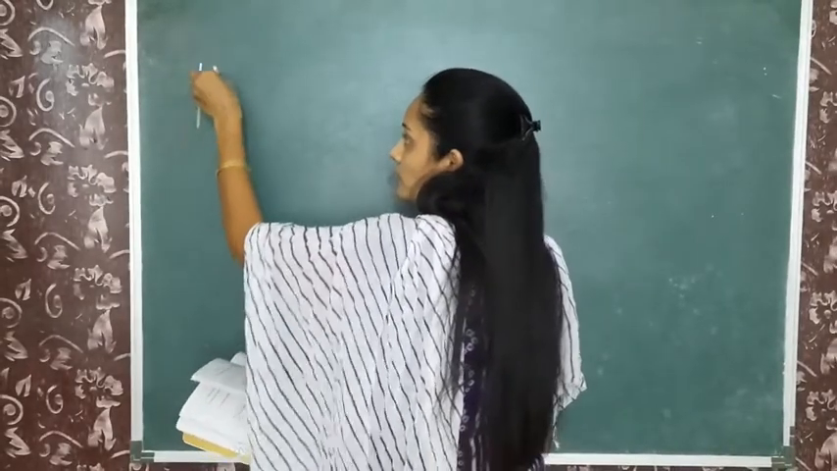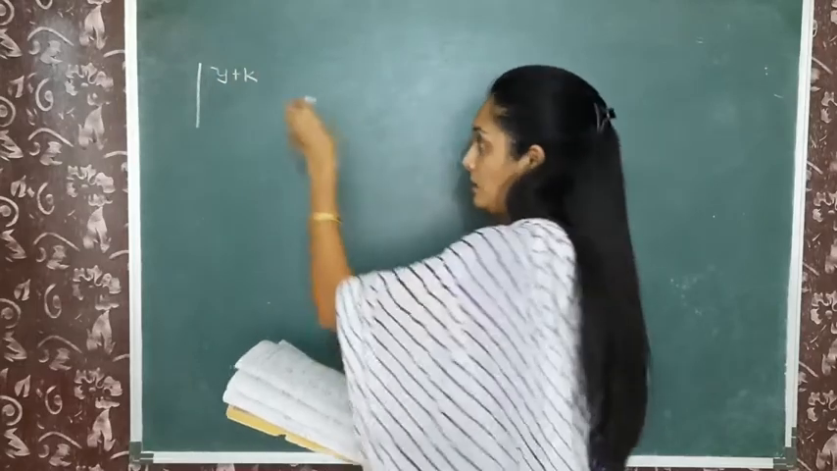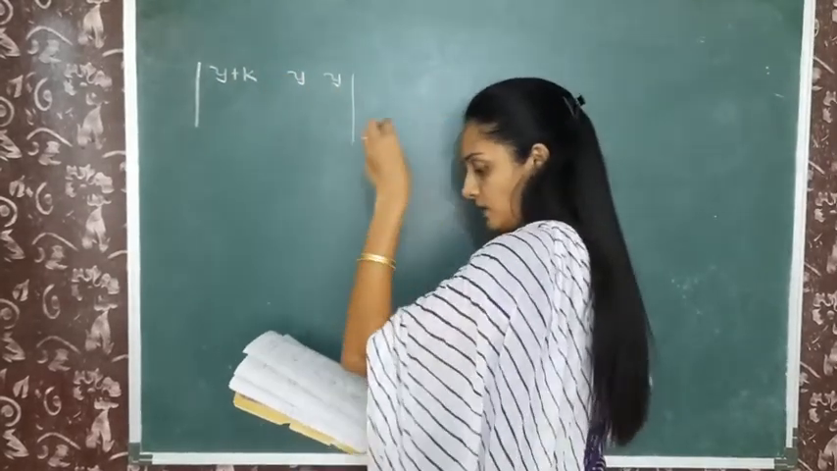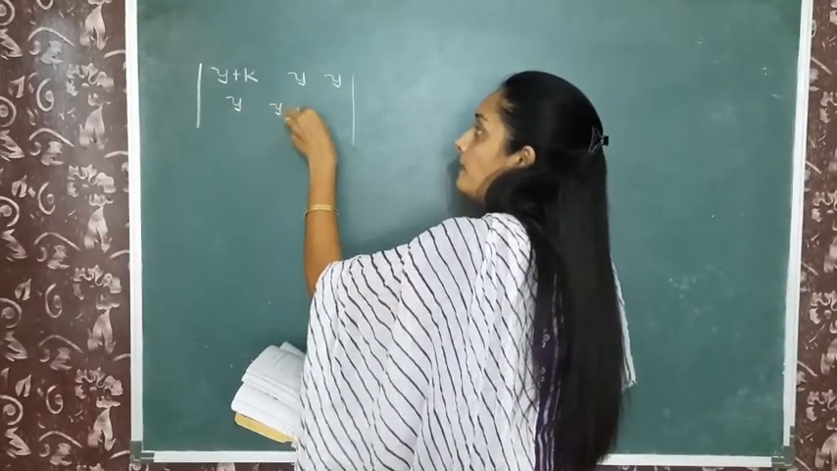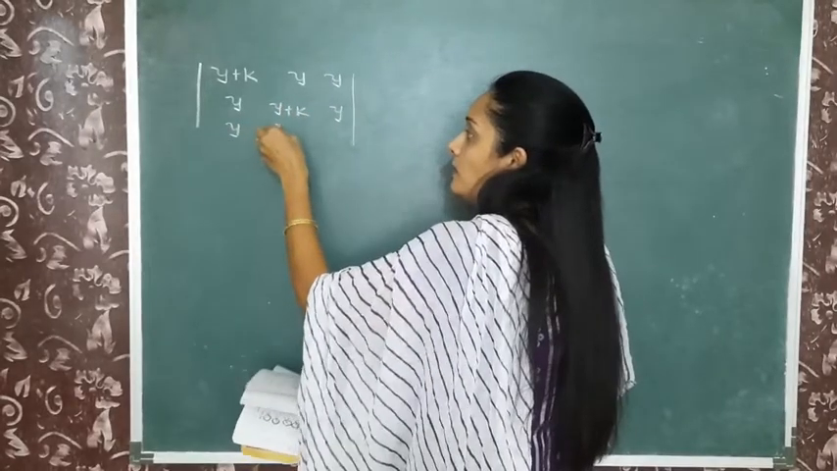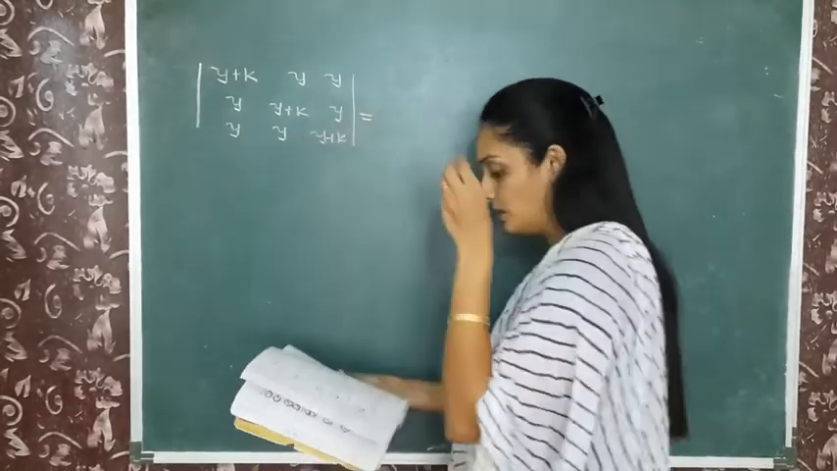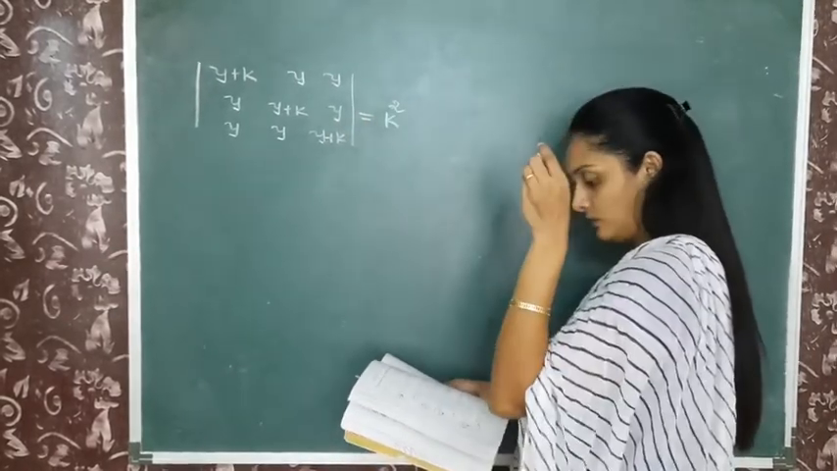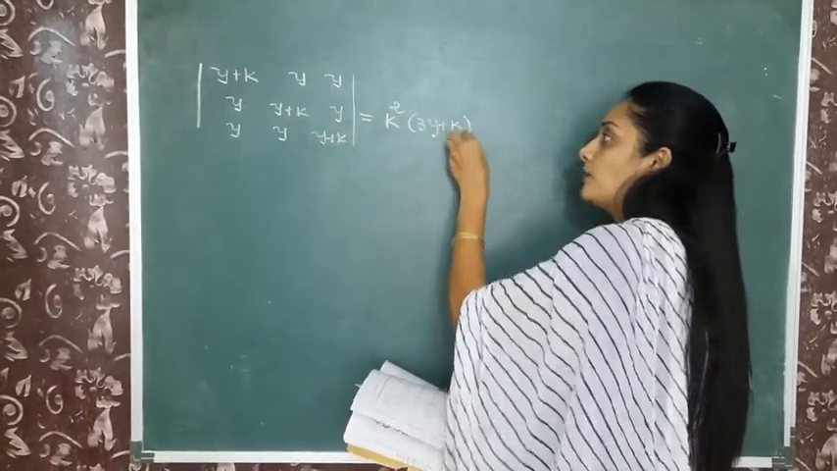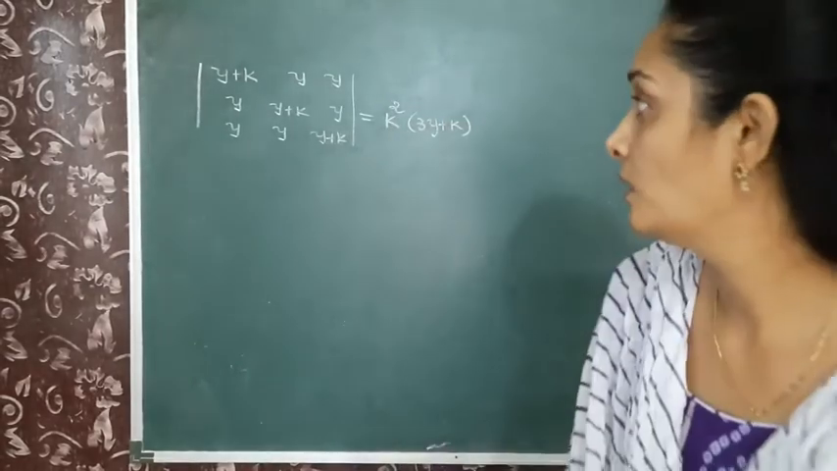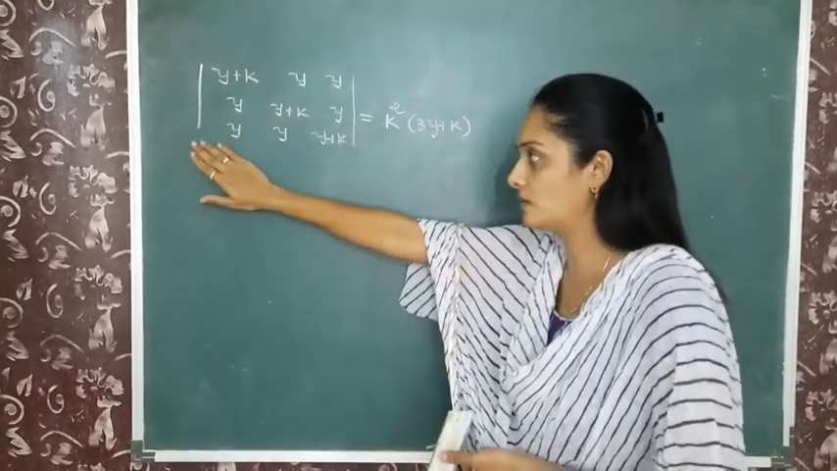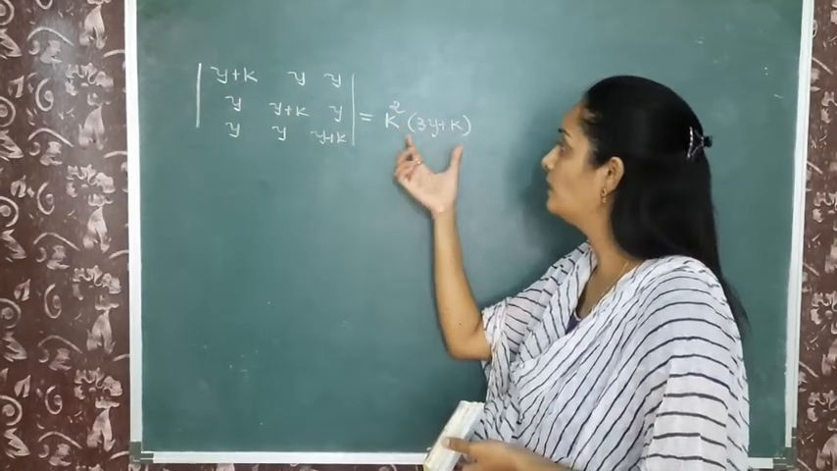Good morning everyone. Today we are going to do sum number 10 from exercise 4.2. The determinant has first row y plus k, y, y. Second row, y, y plus k, y. And third row, y, y, y plus k, is equal to k square into (3y plus k). Now, as you know, we take this determinant and we want the answer k square in the bracket 3y plus k.